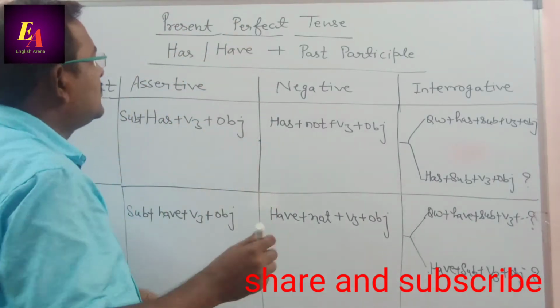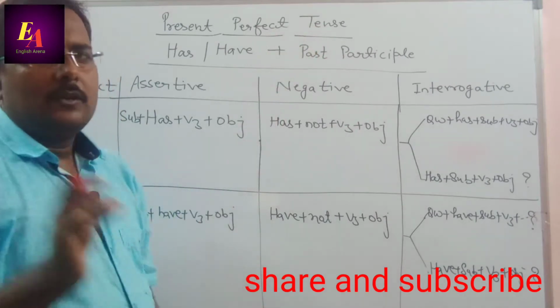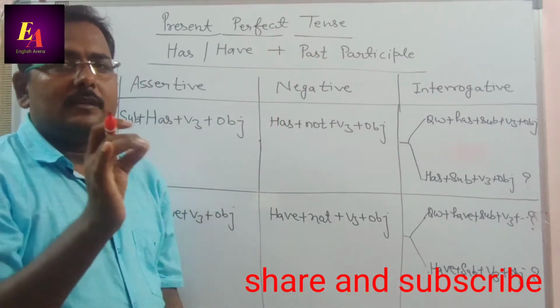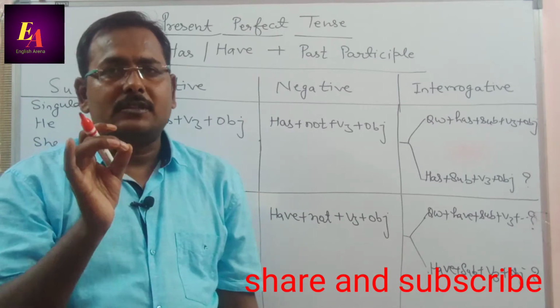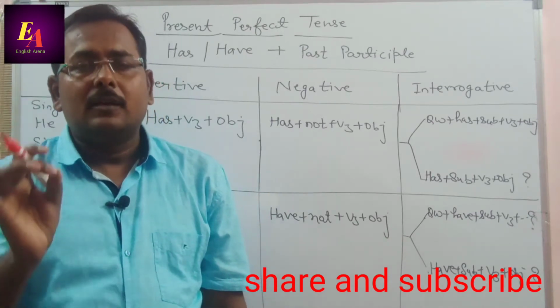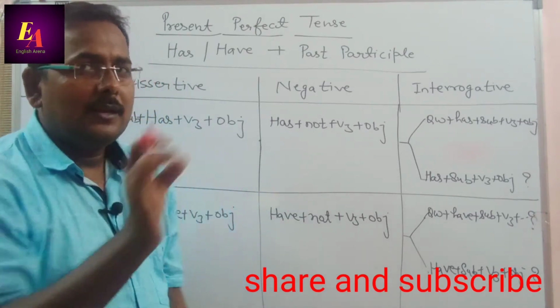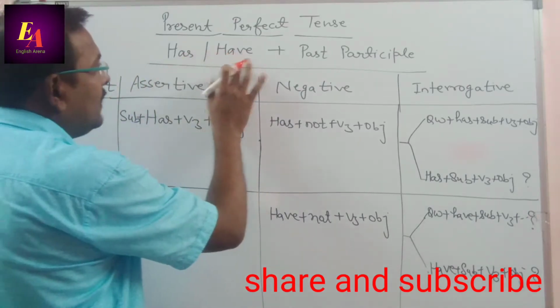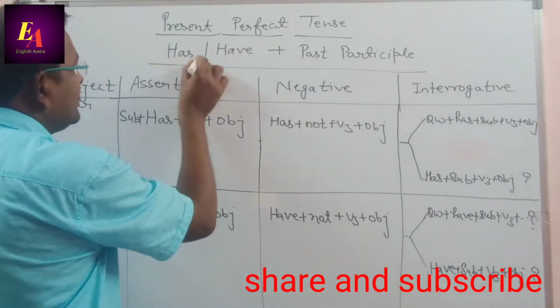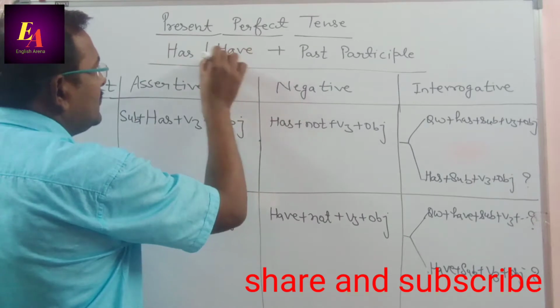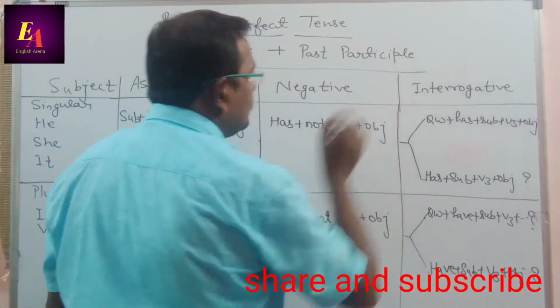Present perfect tense. You can see here, the auxiliary verbs of the present perfect tense are has and have with past participle. Let's see how. Has, have, past participle. Has and have with past participle.